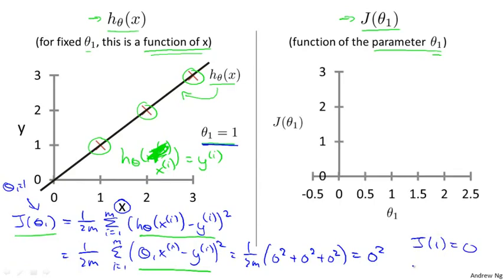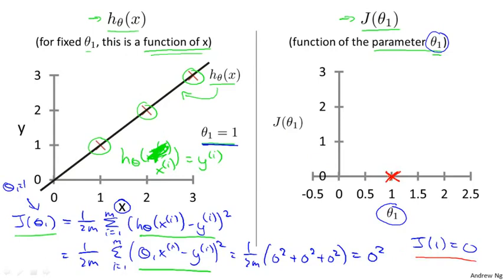What I'm going to do on the right is plot my cost function J. And notice, because my cost function is a function of my parameter theta 1, when I plot my cost function, the horizontal axis is now labeled with theta 1. So I have J of 1 is equal to 0. So let's go ahead and plot that. We're going to end up with an x over there.